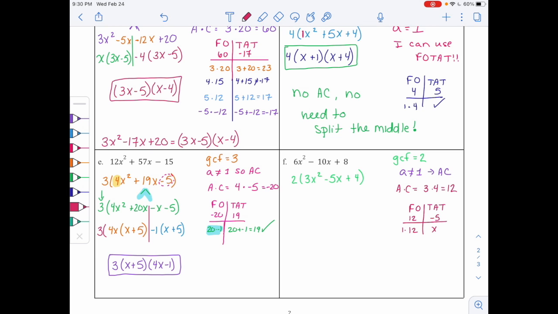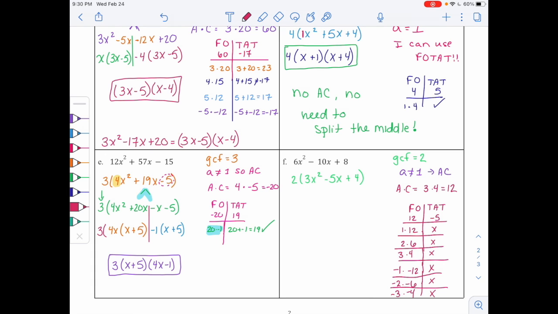1 times 12, that won't work. 2 times 6, that won't work. 3 times 4, that won't work. Let's try to throw some negatives in there. -1, -12, still doesn't work. -2, -6, still doesn't work. And then if I do -3 and -4, that's not going to work either.